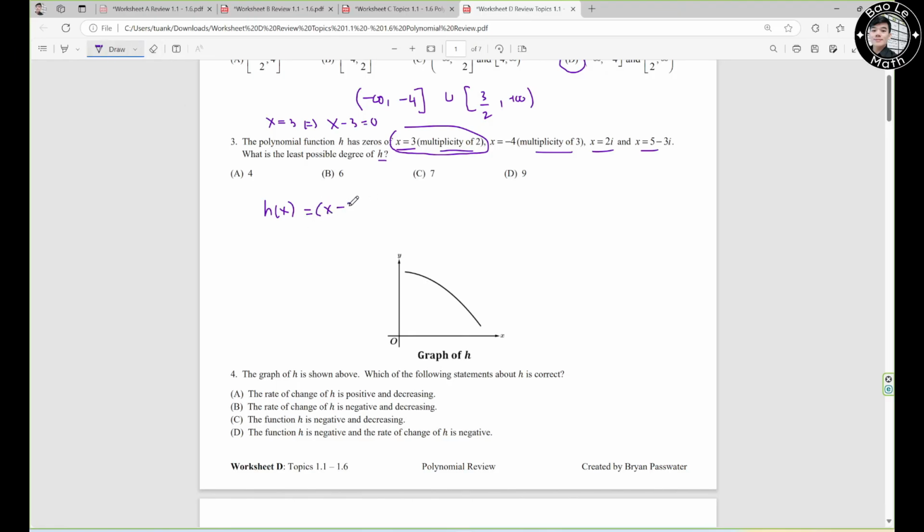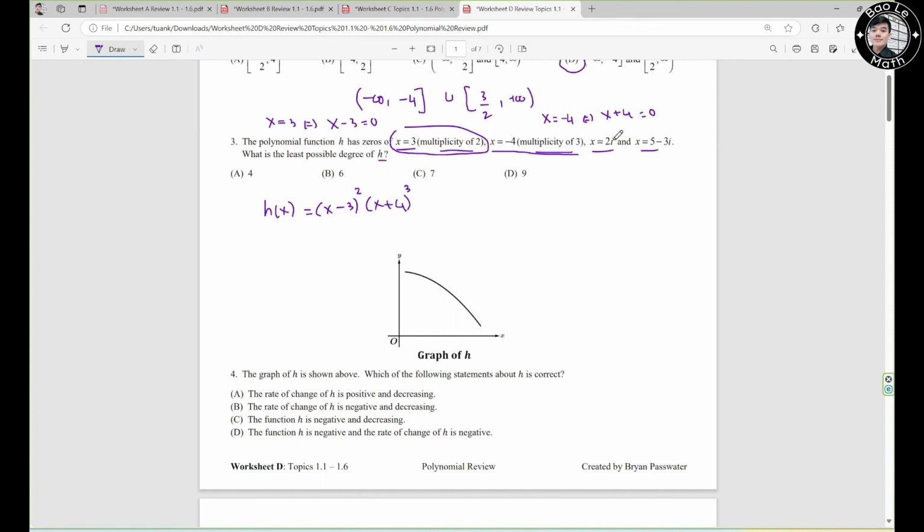So s minus 3, right? Power of 2, because the multiplicity is 2. Now, next one, multiplicity of 3. So I have s equal to negative 4. Add 4 to both sides. S plus 4 equal to 0. So I have s plus 4 right here, with multiplicity of 3, so I put power 3.